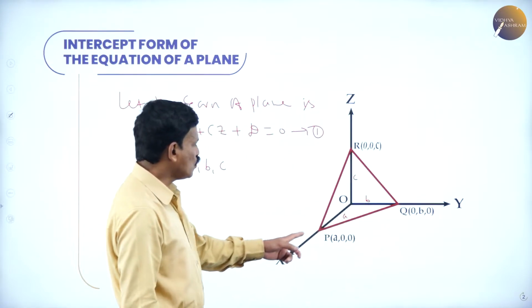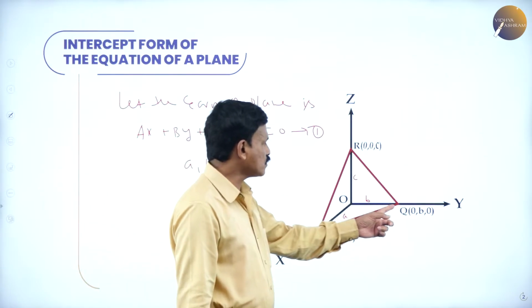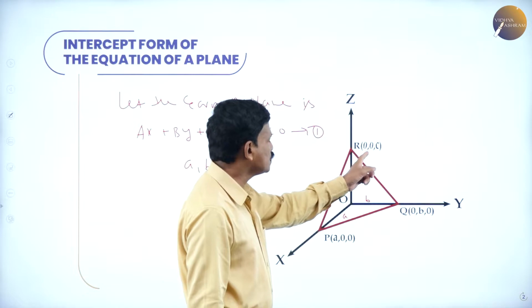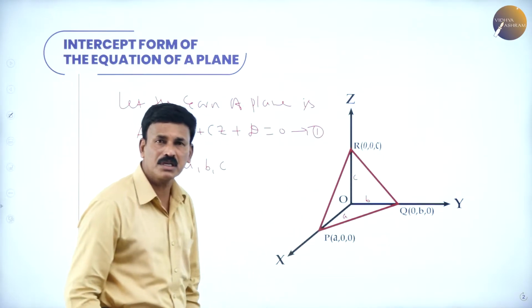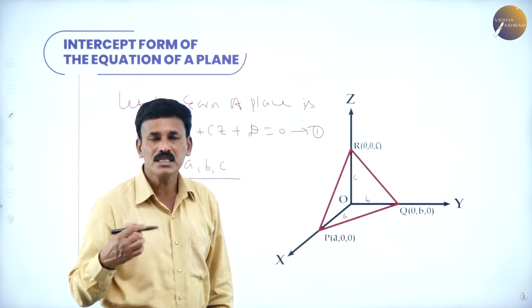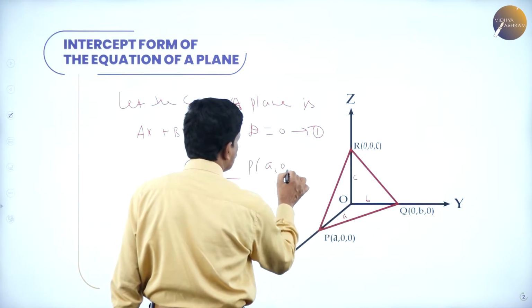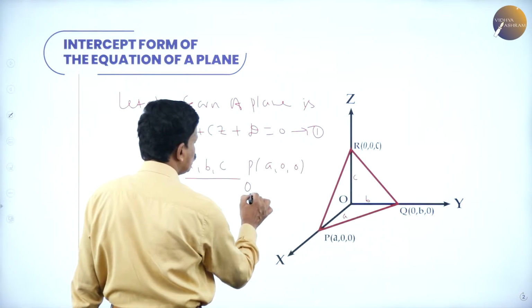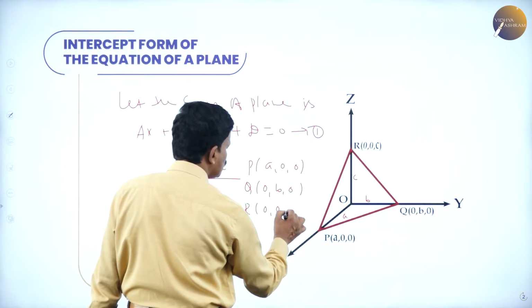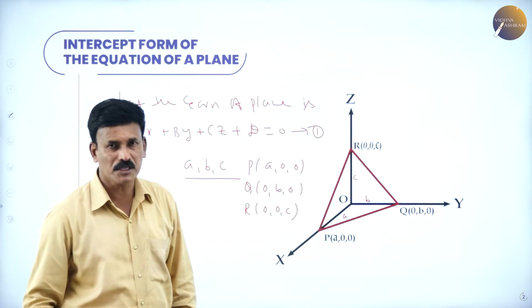So therefore the coordinates of the point P are a comma 0 comma 0, the coordinates of the point Q are 0 comma b comma 0, and the coordinates of the point R are 0 comma 0 comma c, where a, b, c are the intercepts on the x-axis, y-axis and the z-axis respectively. These are the coordinates on the x-axis, y-axis and the z-axis respectively.